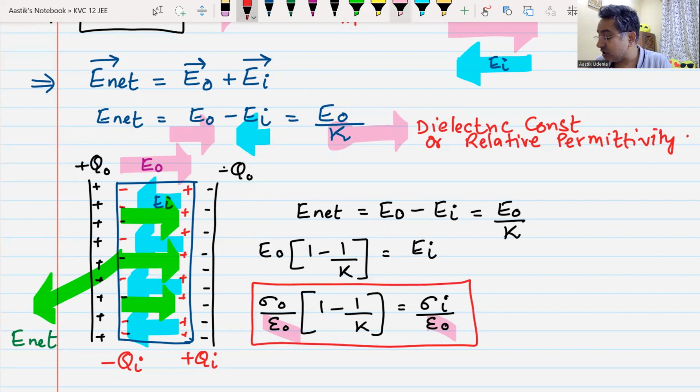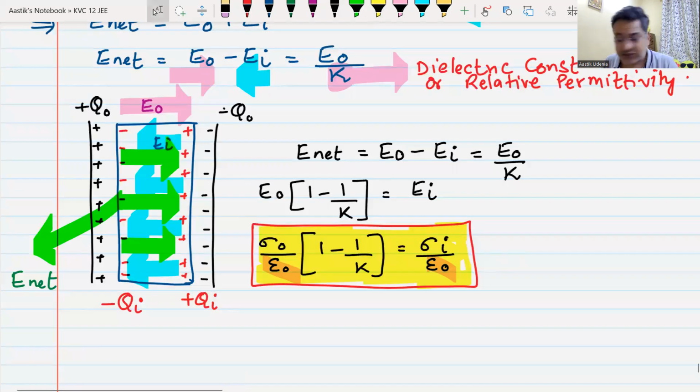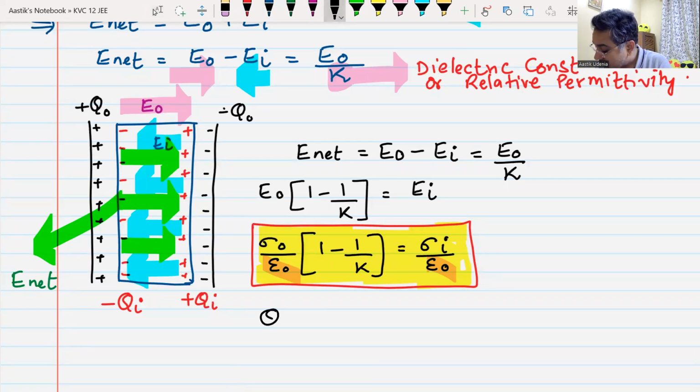This is the charge induced on the surface of the dielectric. Do we understand this? This much charge will come on the surface of the dielectric. This is the surface charge density. From here, bacha, I can find out the value of Qi, which is the charge induced.